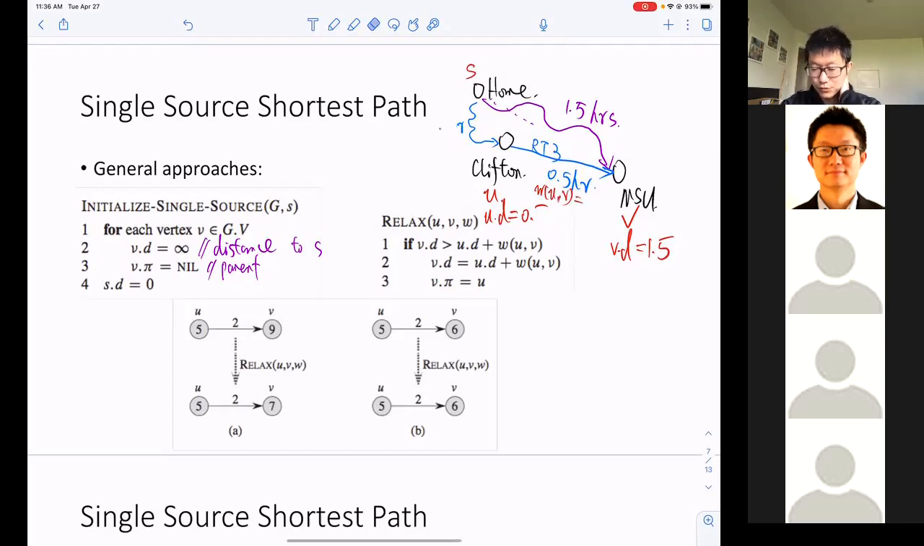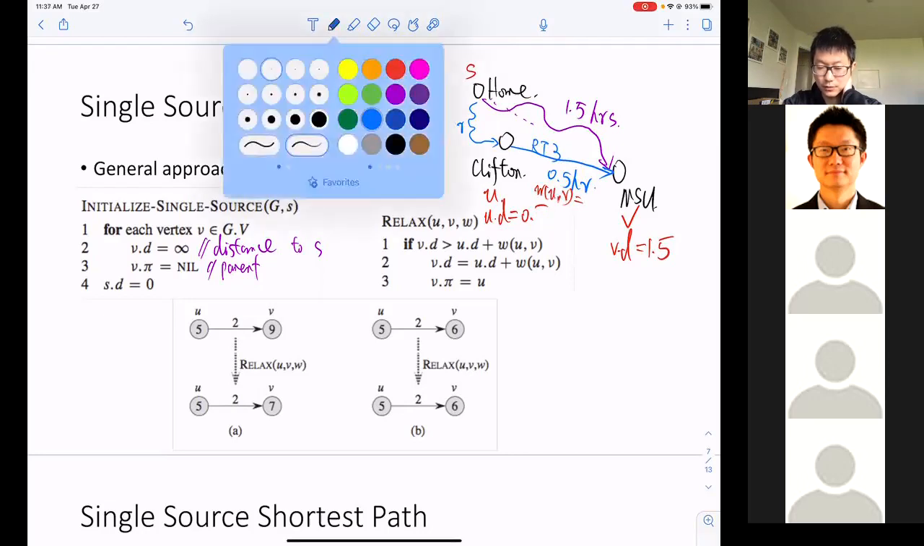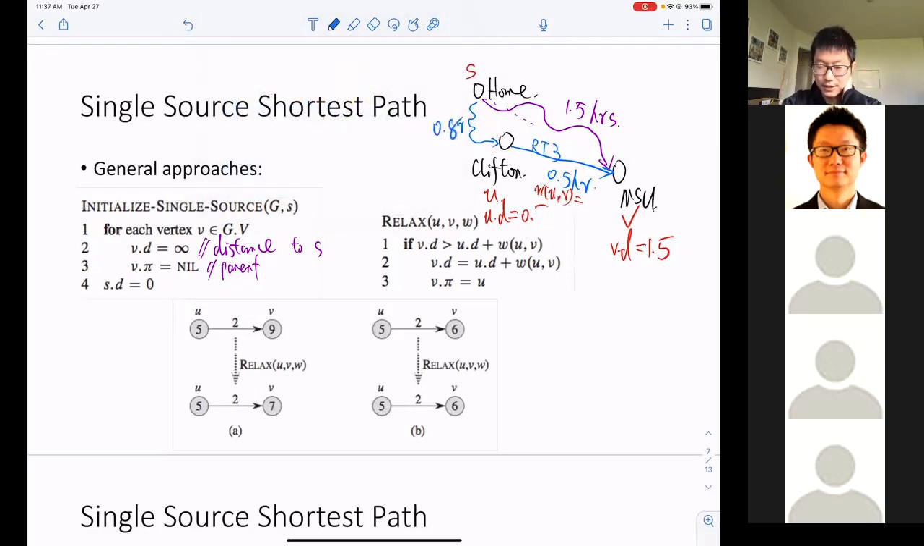Let me make it a little better. I'm not going to use 0.5, I'm going to use another one, 0.8. So U dot D is 0.8, not 0.5. So this route is 0.8 hours, and route 3 is going to take you 30 minutes to go from Clifton to Montclair. So the weight of this edge between U and V is 0.5.